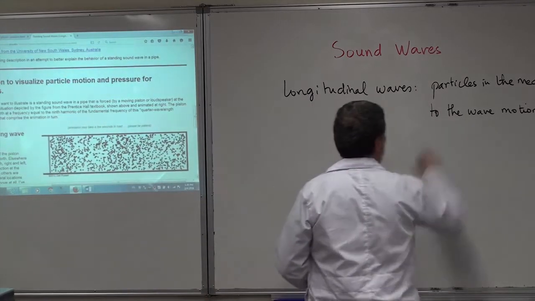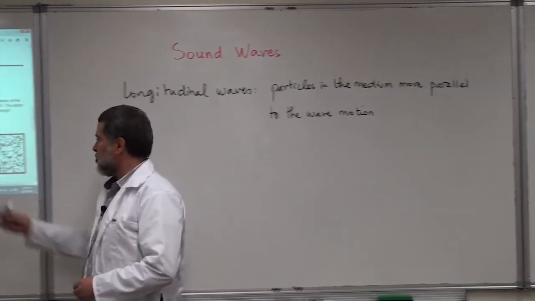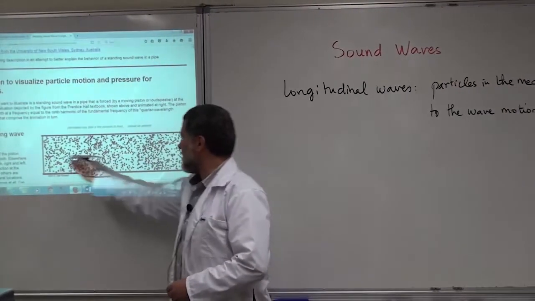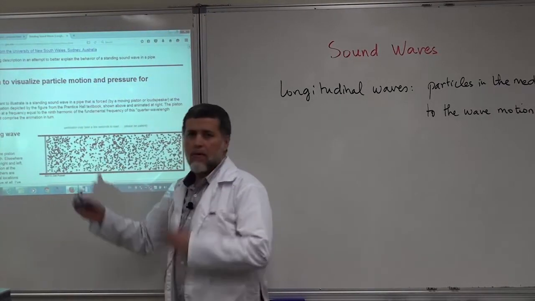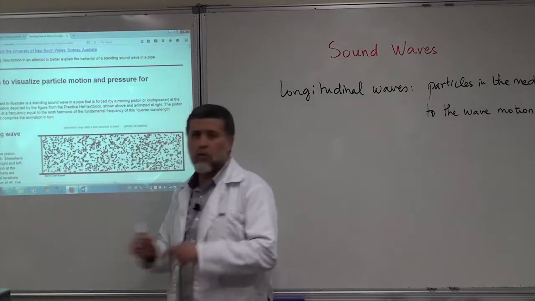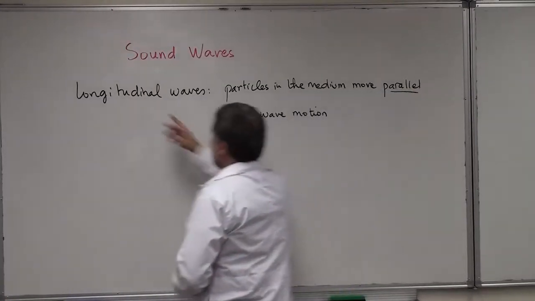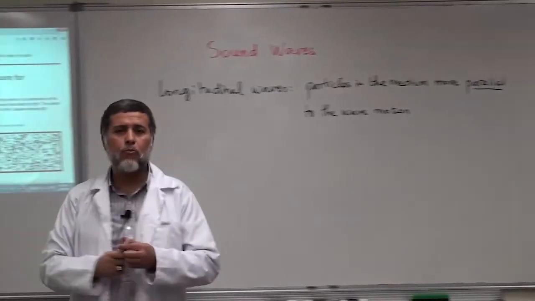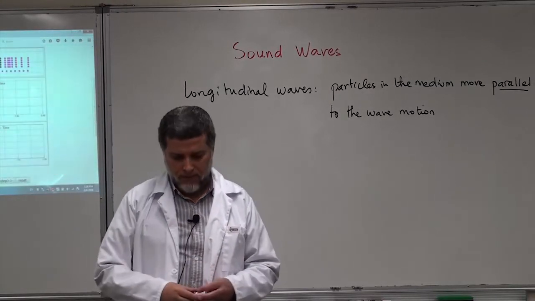So the particles of the medium move parallel to the wave motion. Both of them are moving along the x-axis. The wave is moving along the x-axis, and the particle is making oscillations left and right. So the two motions are parallel. When the two motions are parallel, we call it a longitudinal wave. Remember, when the two motions are perpendicular, we call them transverse waves.